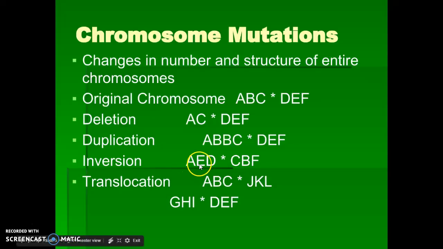So this was ABC, and now it's AED. So I've taken this part here, moved it to this side of the chromosome, and I flip-flopped it. Same thing here. I moved the BC over, and I flip-flopped it. Translocation means you have it moving to a different chromosome altogether. So instead of ABC, DEF, the DEF is hanging out on this chromosome, and the JKL is on this chromosome.